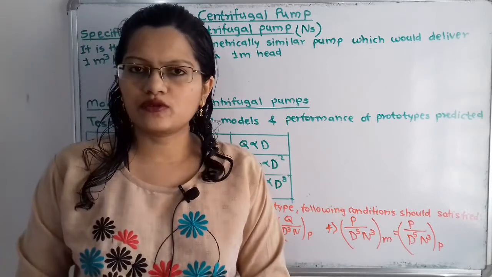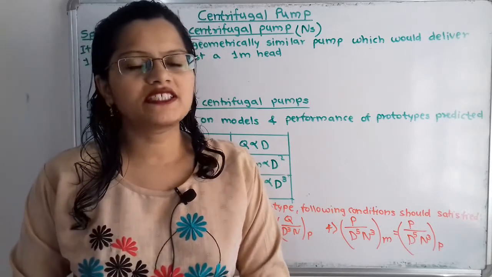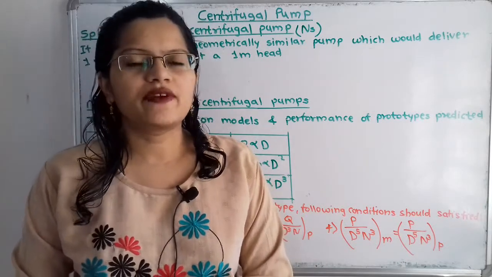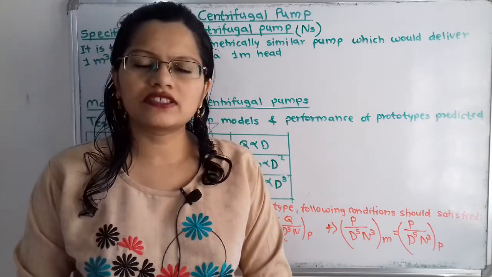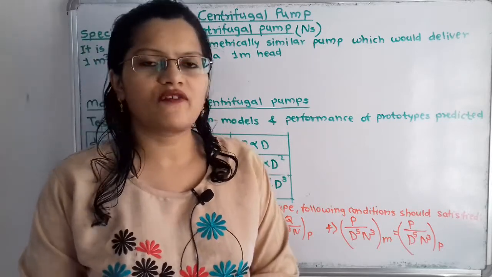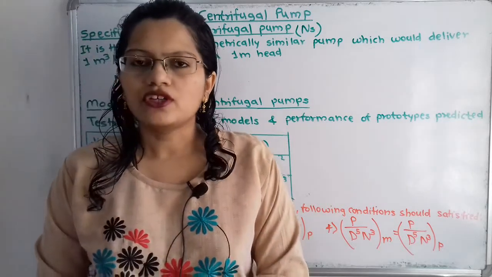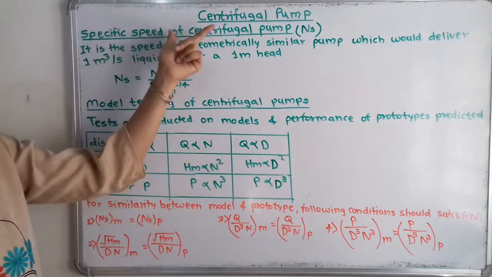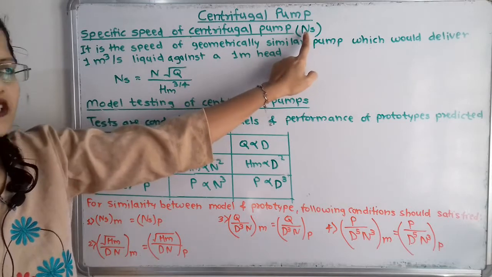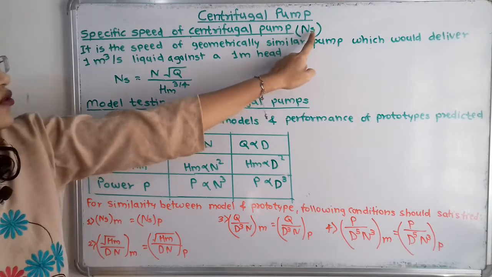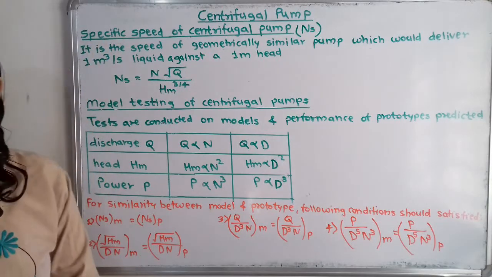Today we are going to solve a problem on specific speed of a centrifugal pump. But before that we will understand the concept of specific speed as well as model testing of a centrifugal pump. So we will move to the first point, that is the specific speed of a centrifugal pump, and the notation is Ns. Here the suffix s is used for the word specific.